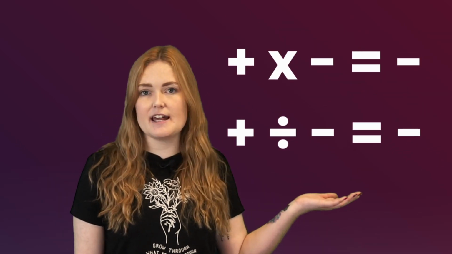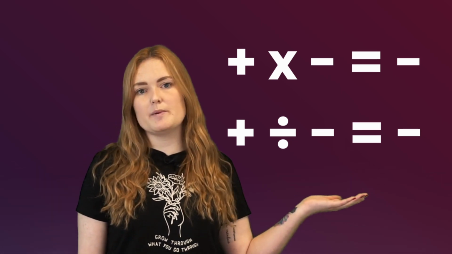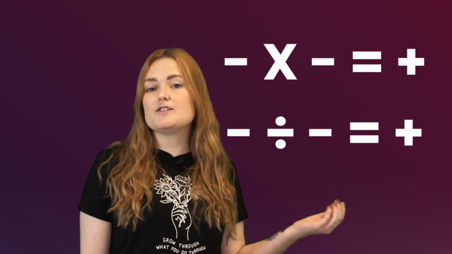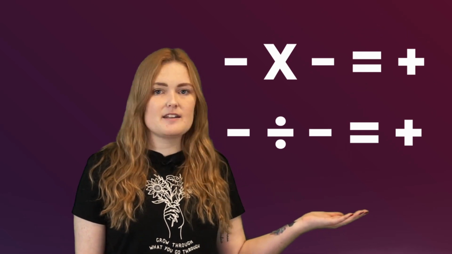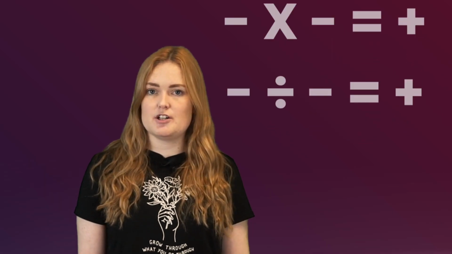For multiplication and division, a similar sort of thing happens. If we're multiplying two positives, our answer is positive. If we're multiplying a positive and a negative, because negative is more powerful, that's the one that wins, so our answer will be negative. If you're multiplying two negatives, they go together to make a positive, so your answer will be a positive. And the same goes for division.